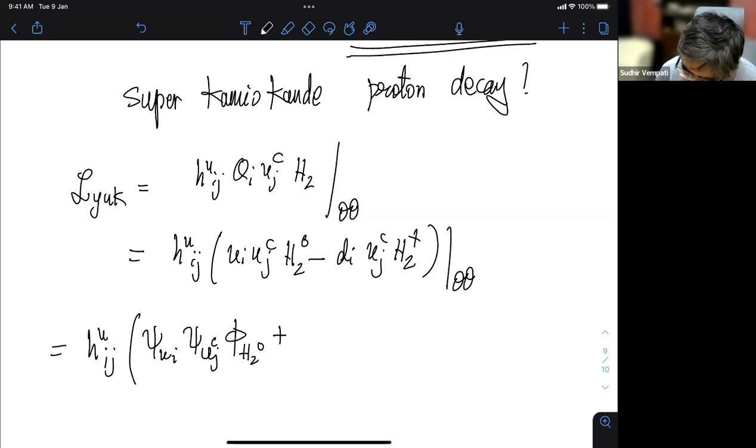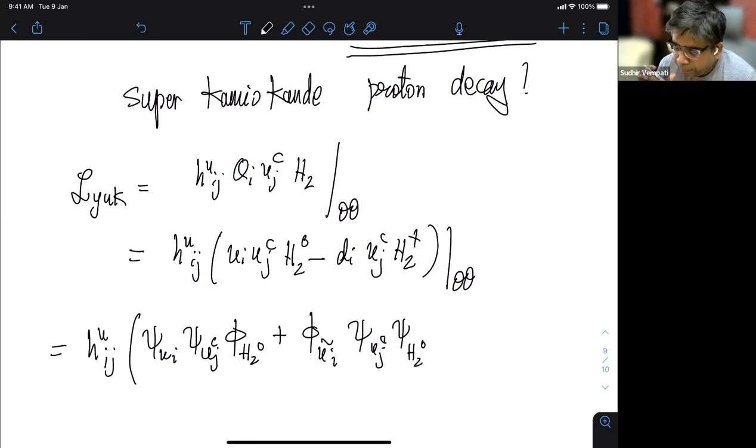Now then I take a scalar for the first term itself. I take a scalar, so I take phi_u tilde_i, okay, then psi_uj^c, psi_H2^0. I take a fermion, because remember the superpotential always gives you only Yukawa couplings. So you have to form Yukawa couplings from these three superfields, taking one scalar in each of them at a time. So if I take a scalar in H, in the next term, I can take a scalar in UJC.